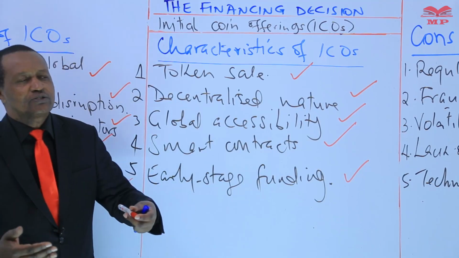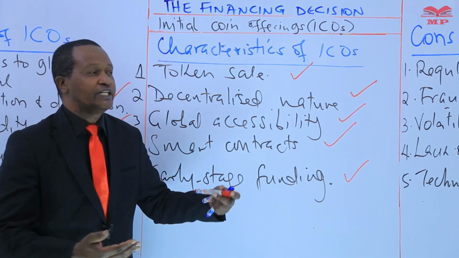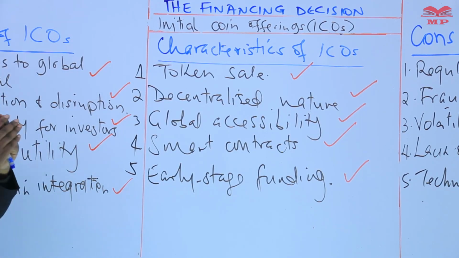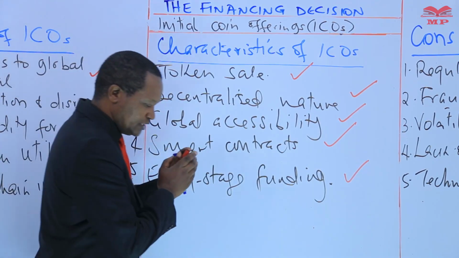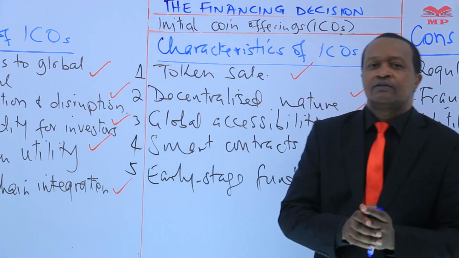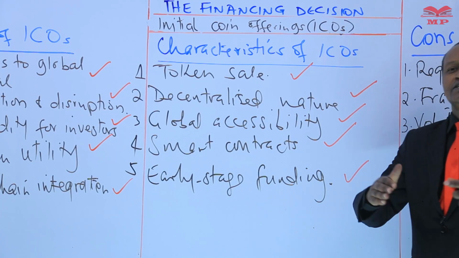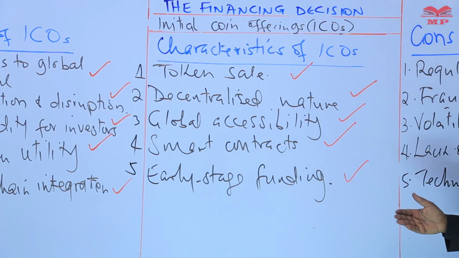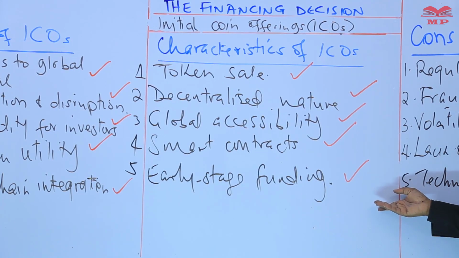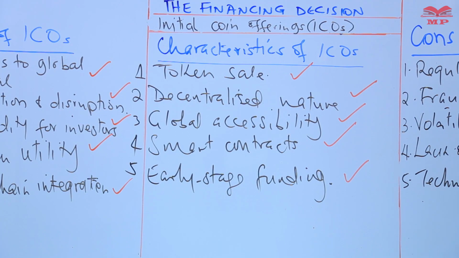And investors who are considering participation in ICOs should conduct thorough due diligence. They ought to conduct thorough due diligence, and projects should navigate what we call the regulatory landscape in order to ensure compliance and build trust within the community.